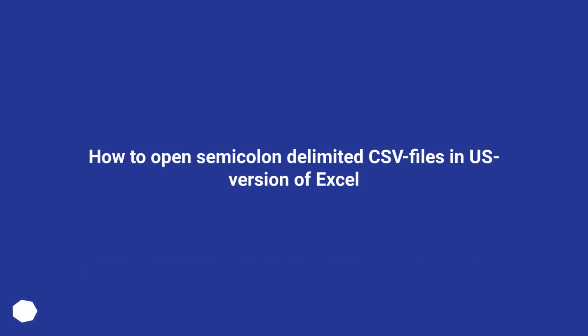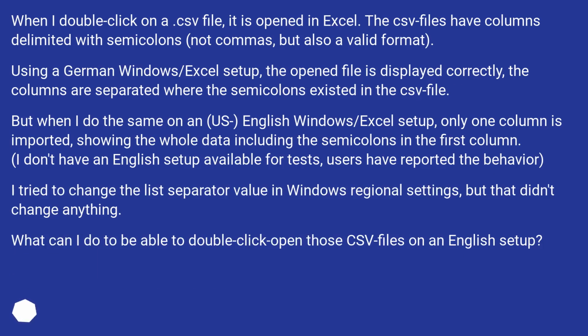How to open semicolon delimited CSV files in a version of Excel. When I double-click on a CSV file, it is opened in Excel. The CSV files have columns delimited with semicolons, not commas, but also a valid format. Using a German Windows/Excel setup, the open file is displayed correctly. The columns are separated where the semicolons existed in the CSV file.